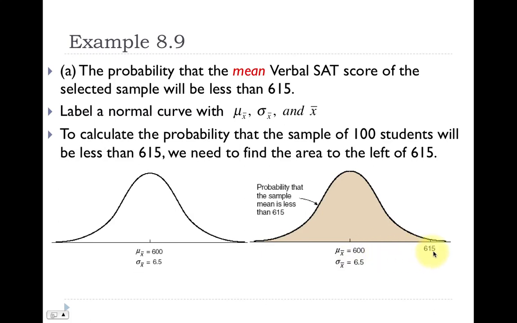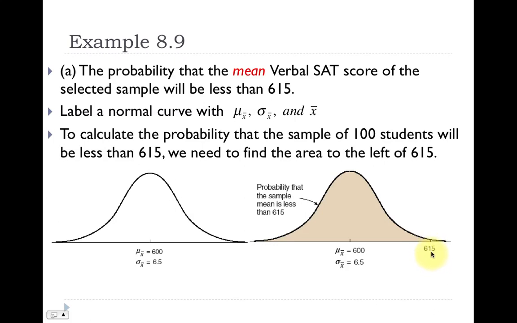The x bar that we're interested in is 615. So if we look at the wording of part A, it says find the probability that the mean of the sample is x bar, and you want that mean of the sample to be less than 615. So we simply find 615, label it on the horizontal axis.